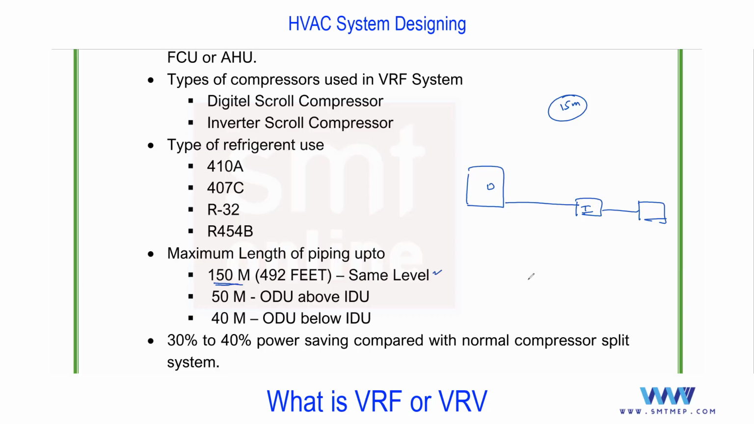Second point, if the outdoor unit is above and the indoor unit is below, suppose the outdoor unit is on the roof and the indoor units are connected to multiple floors, say a 5-floor or 7-floor building, in that case the limit is 50 meters. And if it is reverse, for example, the outdoor is placed at ground level and connected to multiple indoors on different floors, so the outdoor unit is below the indoor, in that case we have 40 meters. Okay, so this is in general, for the interview point of view.